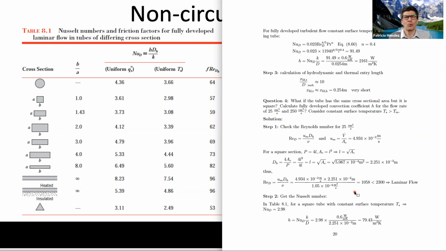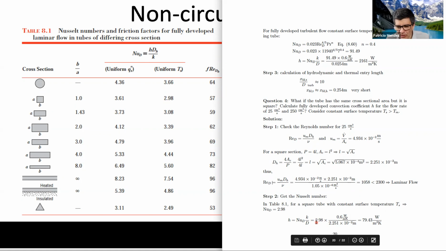Based on that, we can calculate the Reynolds number, and we get 1,058. If you remember, before it was almost 1,200. Now it's somewhere between 1,000 and 1,100, somewhat similar. Whatever it is, we know we're in the laminar regime. So if we're in the laminar regime, we can use these numbers that we have here. Let's assume the tube has uniform temperature. It was 3.66 for a round tube, but it's going to be 2.98 for a square tube.